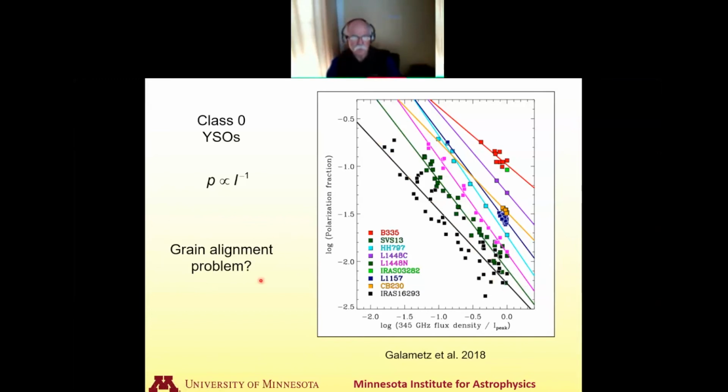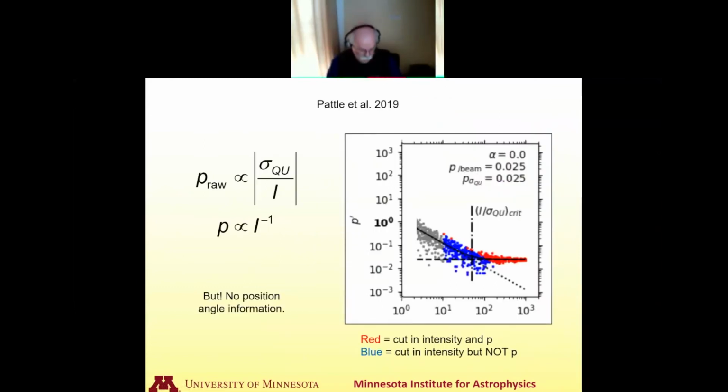Is there a grain alignment problem? Polarization goes as I to the -1. Well, we used to think so, but not quite so fast. Recent work by Pattle has shown that if you get into the low signal to noise regime, you have an error in Q and U, and the fractional polarization is this relatively constant error divided by I, so you automatically get P goes like I to the -1.